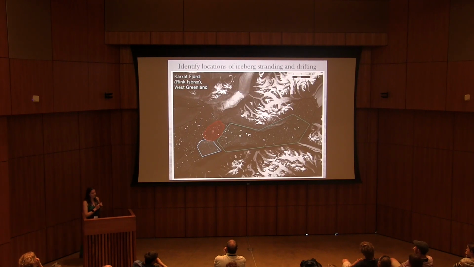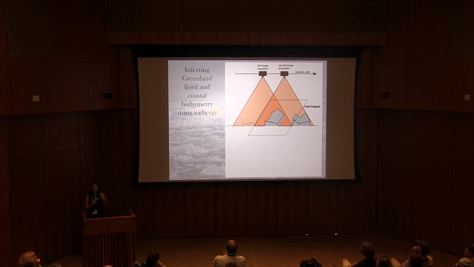For example, this is Karat Fjord, which the icebergs in this particular part of it are supplied by Rink Isbrae. And in the red, you can see that's an area where icebergs are stranded. And when you match that with current bathymetry maps, you can see that this method, even though it's very qualitative, does give some insight as to what the bathymetry looks like.